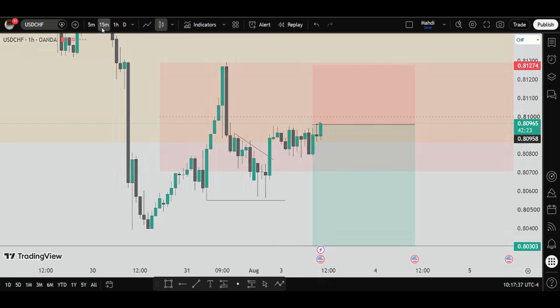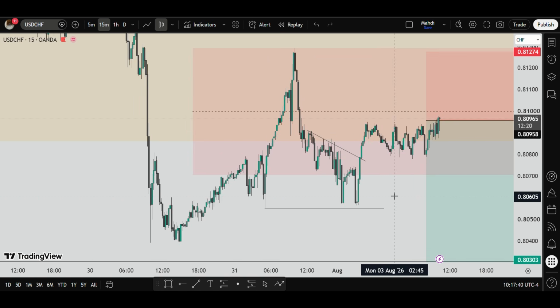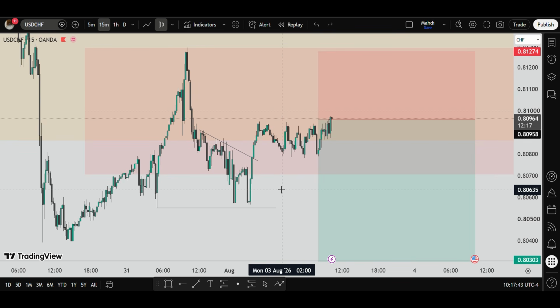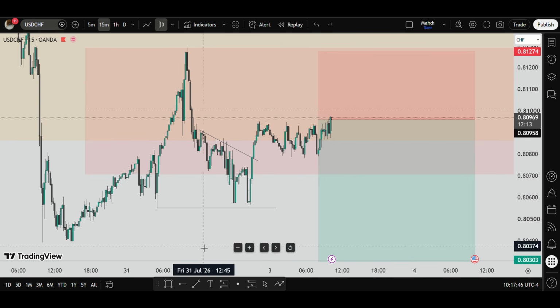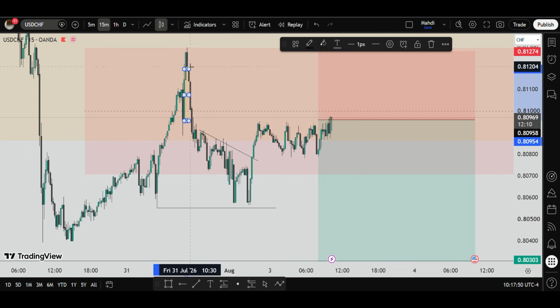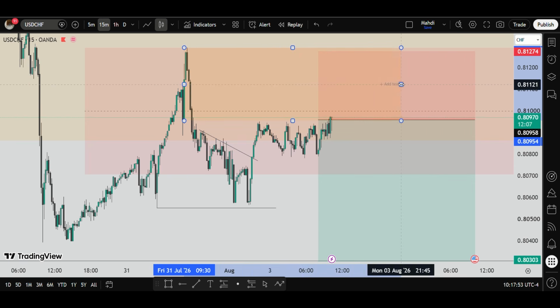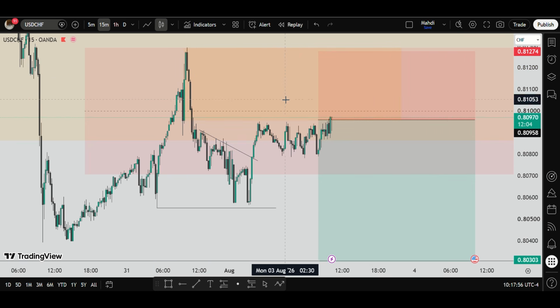Why is my entry here? Let's go to 15 minutes. I usually use 1 hour for my entry, but for this position, I use this area to take my entry. This is a 15 minutes bearish order block because it is above the consolidation, and it is very clear the price is absolutely going to this level and will continue toward equal lows.